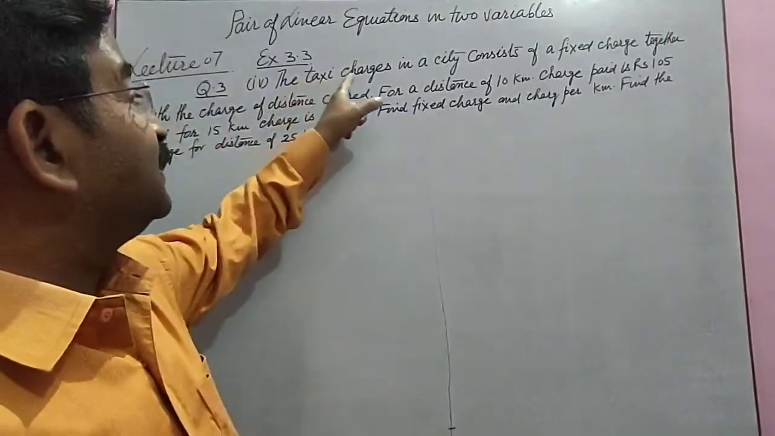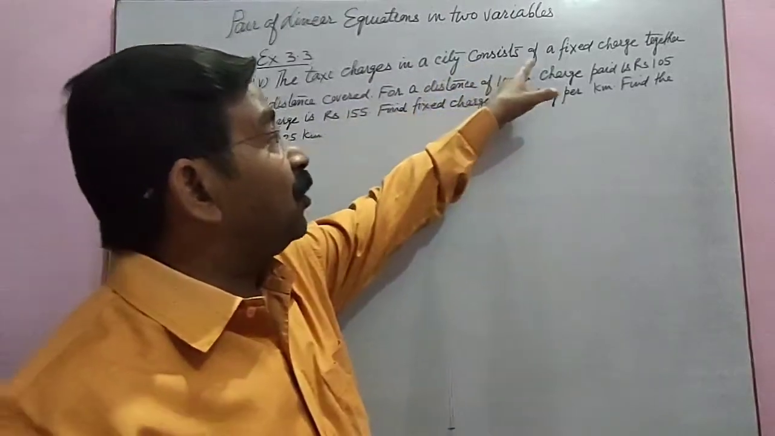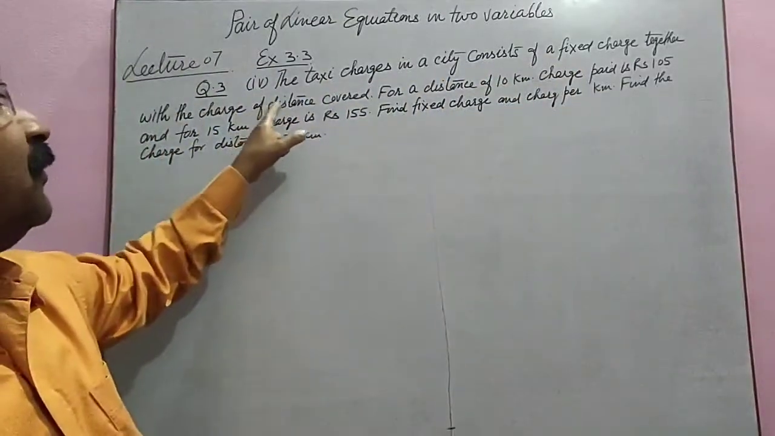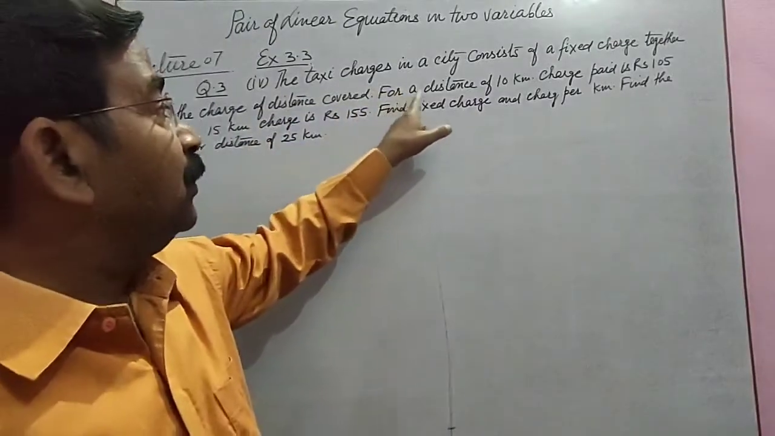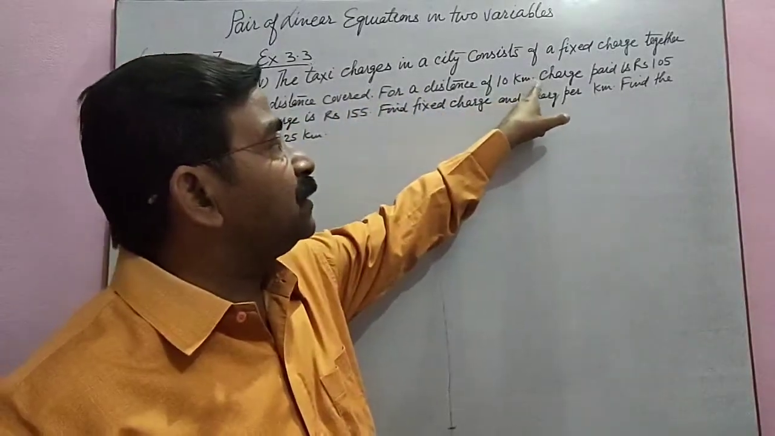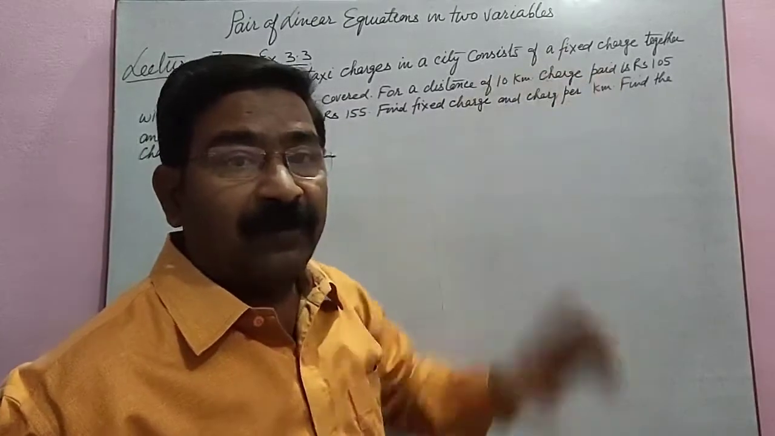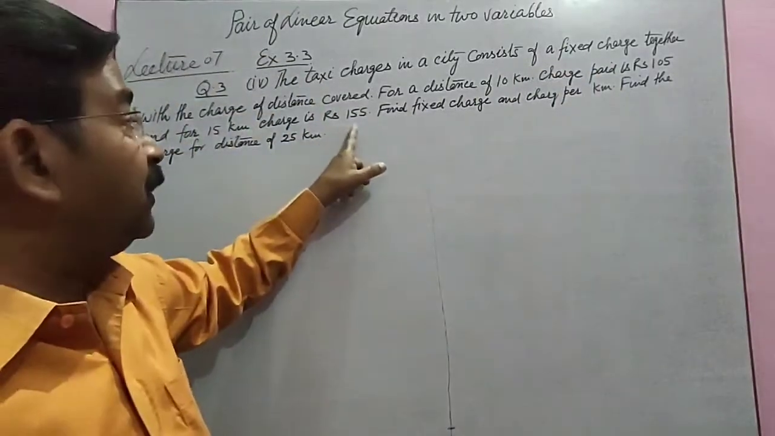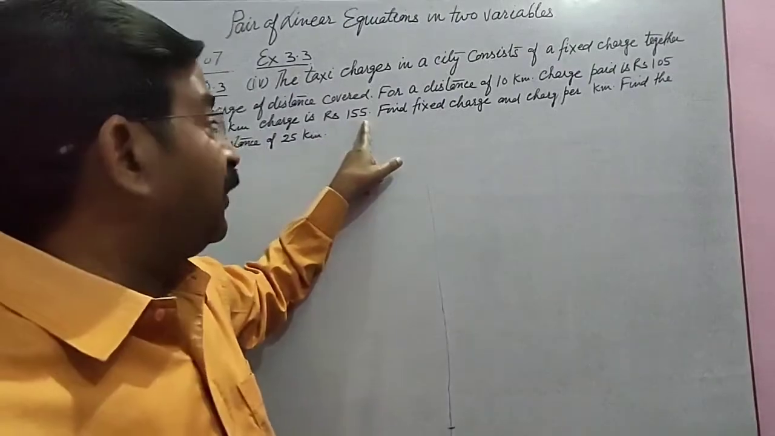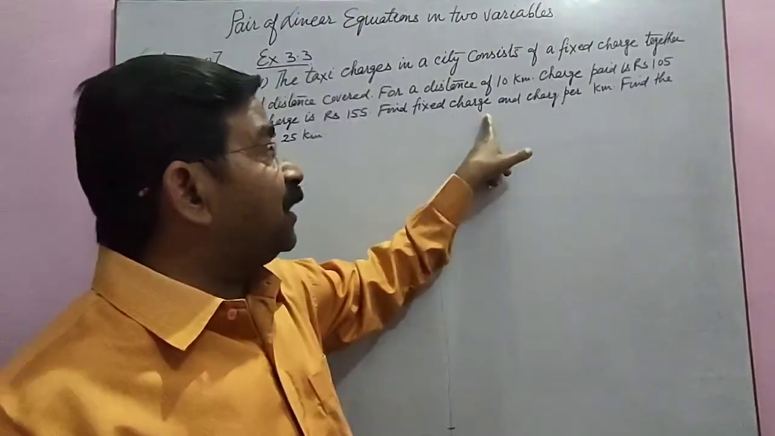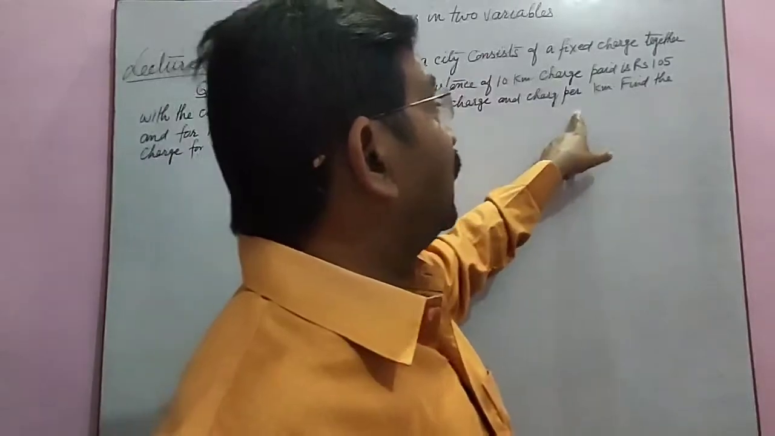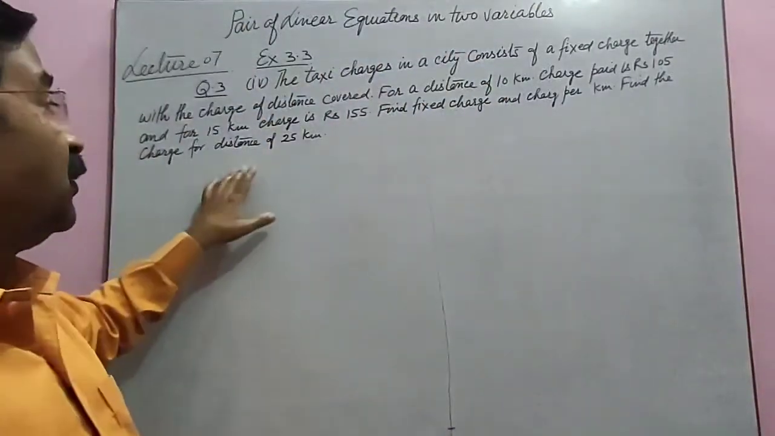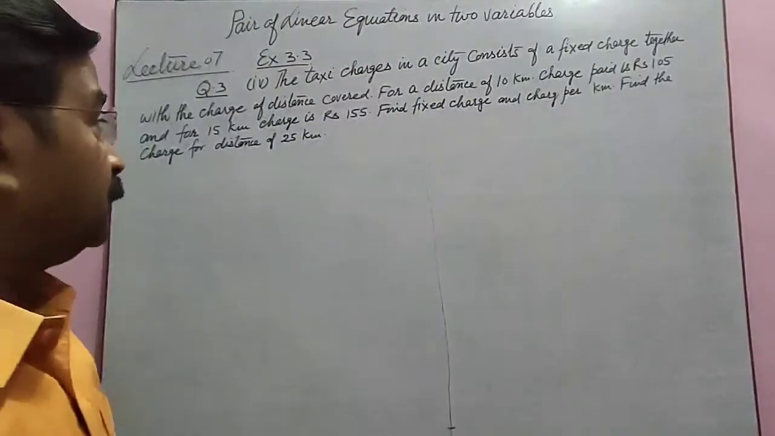See, the taxi charges in a city consist of a fixed charge together with the charge of distance covered. For a distance of 10 kilometers, the charge paid is rupees 105, and for a distance of 15 kilometers, it is 155. Find the fixed charge and the charge per kilometer. Later we have to find the charge for a distance of 25 kilometers.